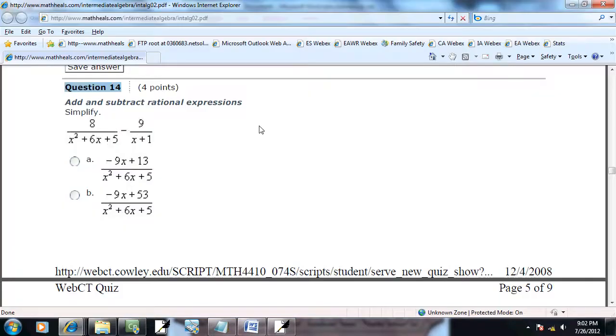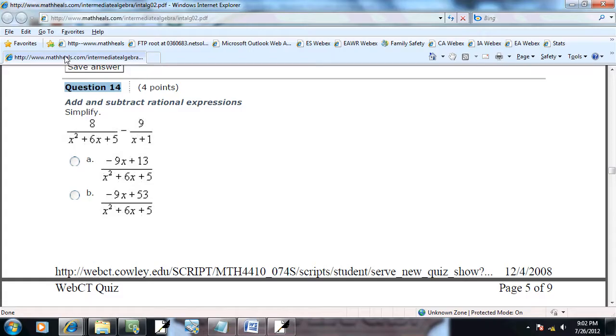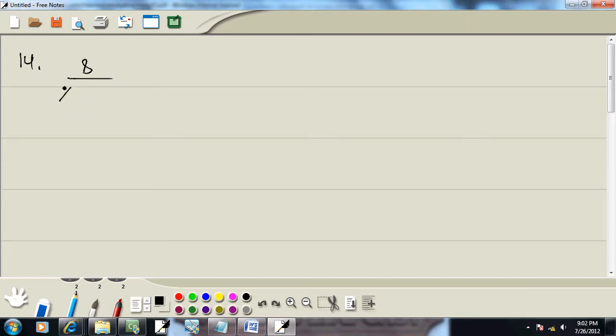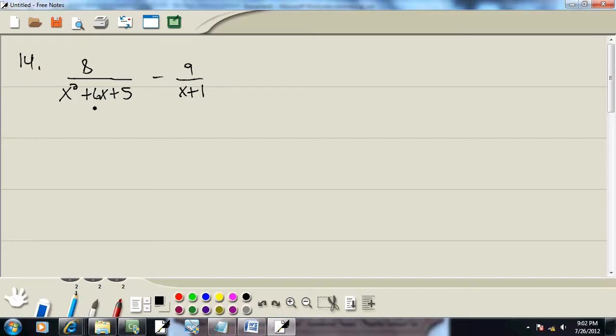So let's look at these steps with this problem. 14. We got 8 over x squared plus 6x plus 5 minus 9 over x plus 1. Factor all your denominators. The x plus 1 we can't do anything with. This is the PST method. And the reason why is because it's x squared, x, no x, and there's no number in front of our x squared. Well, this is a pretty simple one, but let me go over here and still show the steps.